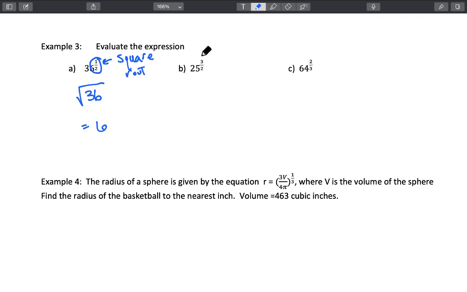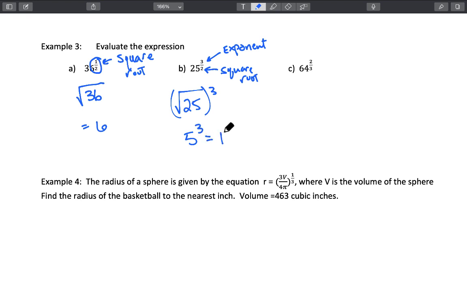We have 25 to the 3/2 now. Remember, 3 is my numerator. That's going to be my exponent, and 2 is my denominator. So I'm going to take the square root of 25 and raise that to the 3rd power, or my 3rd exponent. So that looks like this, square root of 25, and then I'm going to raise that to the 3rd power. So that gives me 5 cubed, and that's 125.